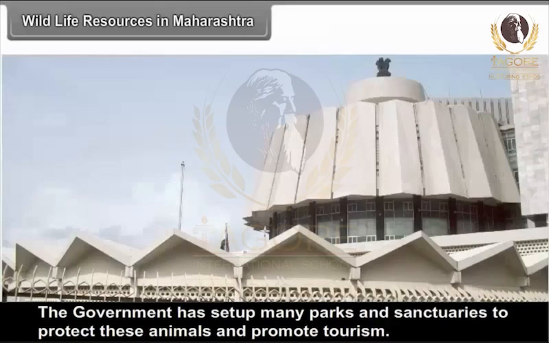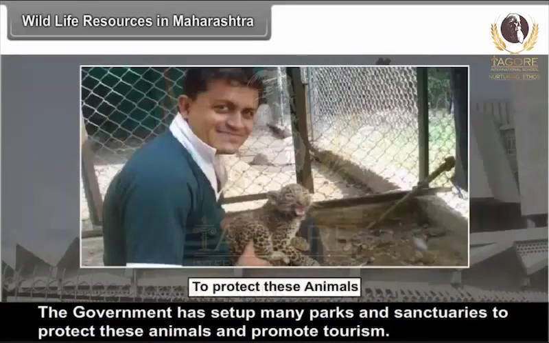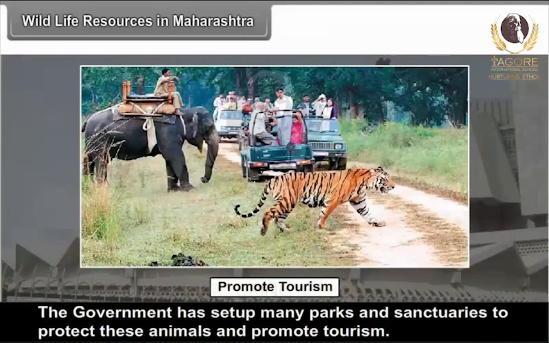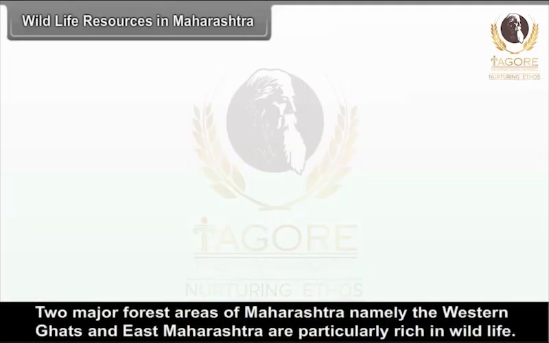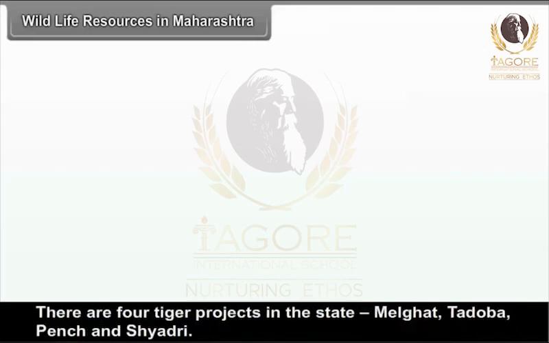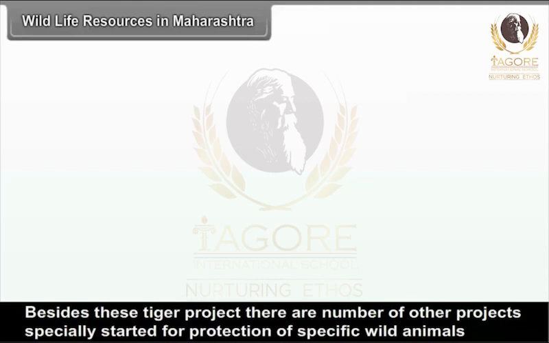The government has set up many parks and sanctuaries to protect these animals and promote tourism. Two major forest areas of Maharashtra, namely the Western Ghats and East Maharashtra, are particularly rich in wildlife. There are 4 tiger projects in the state: Melghat, Tadoba, Pench and Sahyadri. Besides these tiger projects, there are a number of other projects specially started for the protection of specific wild animals.